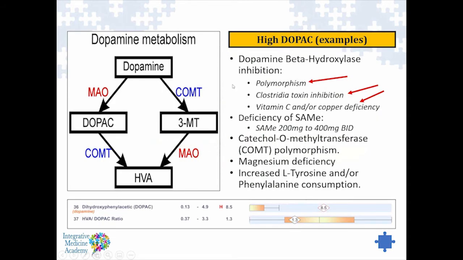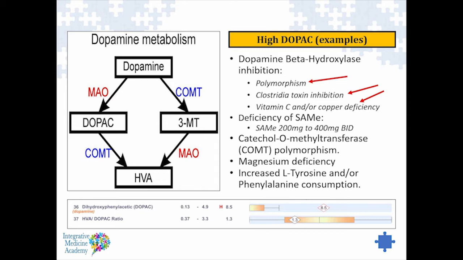So what if DOPAC is high? What are some things to consider clinically? What may be going on here? Well, there are a lot of moving parts, and it gets fairly complicated fairly quickly. Dopamine beta hydroxylase is an enzyme that converts dopamine to norepinephrine. If dopamine beta hydroxylase is being inhibited somehow, that could affect dopamine metabolism, and could lead to an increase of DOPAC seen on the test.